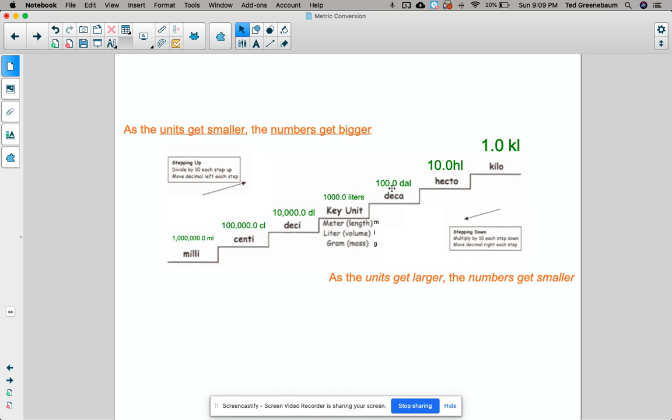We divide by 10 each step up, we divide up, and we times down, down times by 10 each step of the way. As the units get smaller, the numbers get bigger. Write that down. And as the units get larger, the numbers get smaller. Let's try one together.